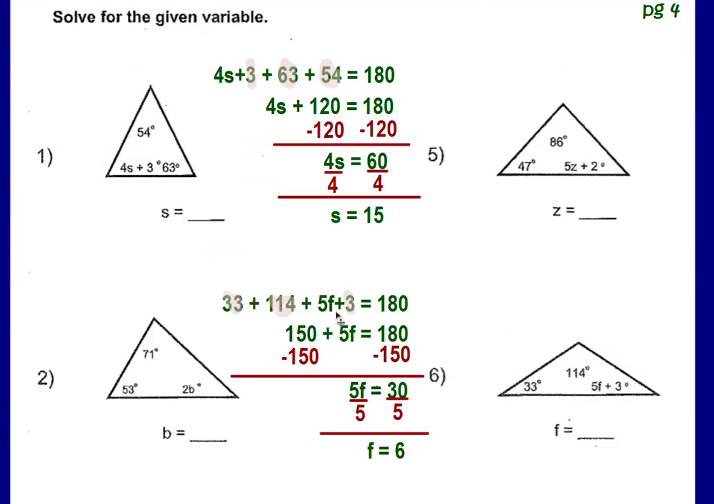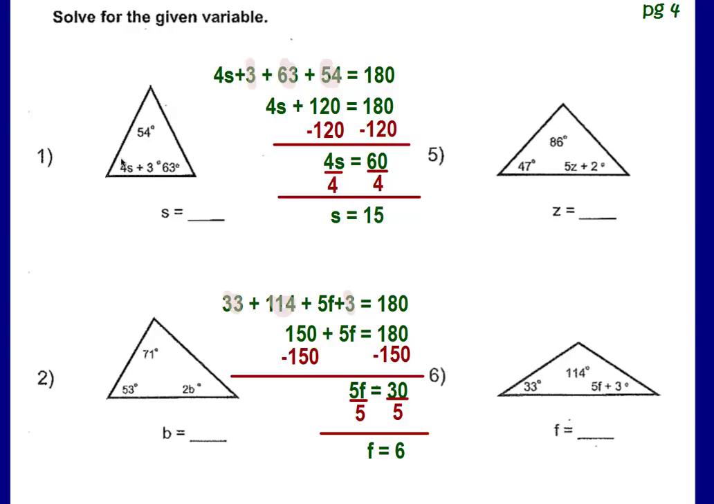So go ahead in your packet, turn to page 4. Okay, I've done a couple here to give you an example. Number 1, again, we want to solve for s. They're asking us here to solve for the variable. So we know that all three angles together will add up to 180 degrees.